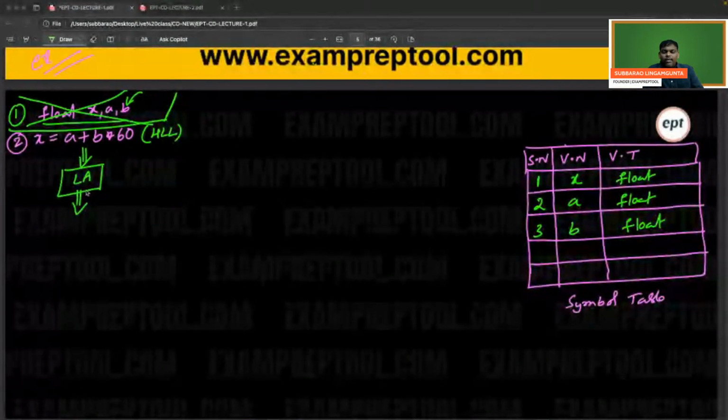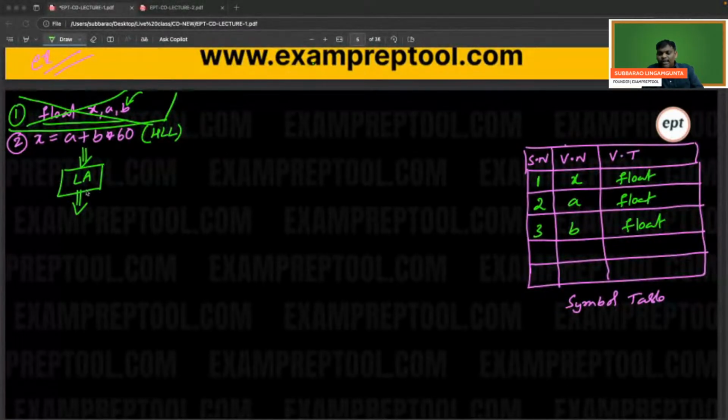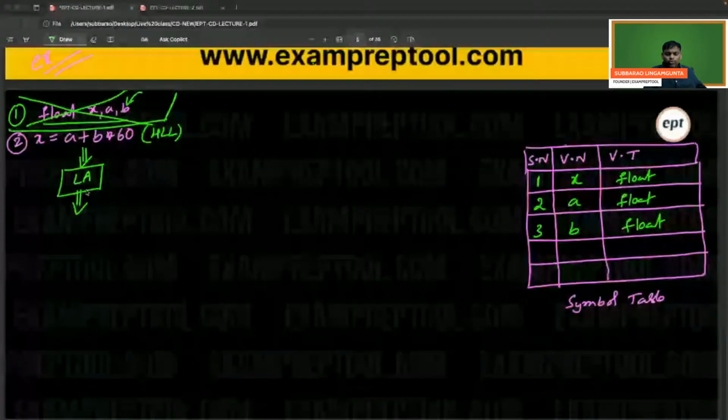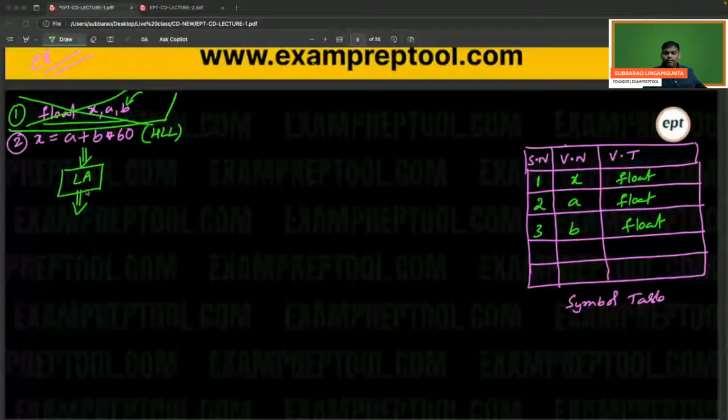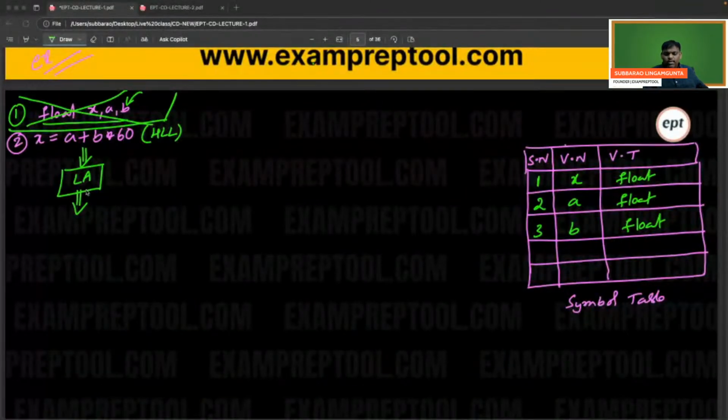The first phase of the compiler is the lexical analyzer, to which the high level language statement is given. What will the lexical analyzer do? Whatever happened in BTech first year, first class, most probably the same thing happens here. In the compiler's first class also, what did I do? Most probably the same thing here. So what the lexical analyzer will do is just an introduction.